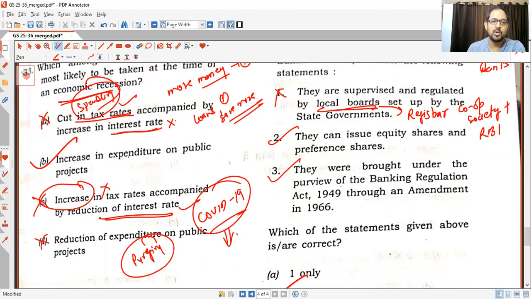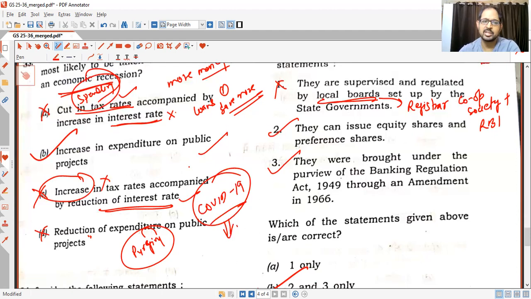Now, increase in expenditure on public projects, it is against reduction. So this one is correct. Increase in public expenditure on public projects will give more money to the people, and while there is more money in the economy, we can definitely say that it can have chances of revival, right? So the answer would be B.